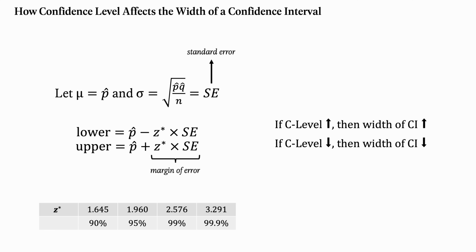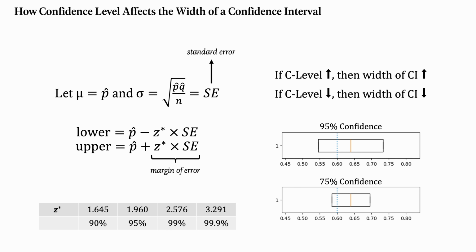Altogether, this means that if we raise our confidence level, then the width of our confidence interval also goes up. If we decrease our confidence level, then we will have a narrower confidence interval. This makes sense, because if we want to say that we're really confident about where the population proportion is, we'll generate really wide intervals to decrease our chances of being wrong. To illustrate this, here are two examples of intervals generated with 95% confidence and 75% confidence.